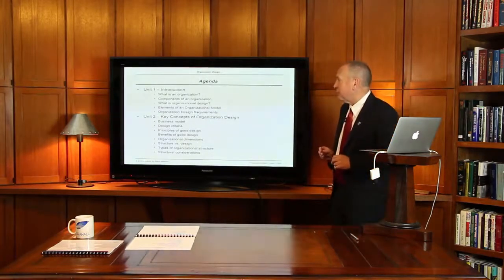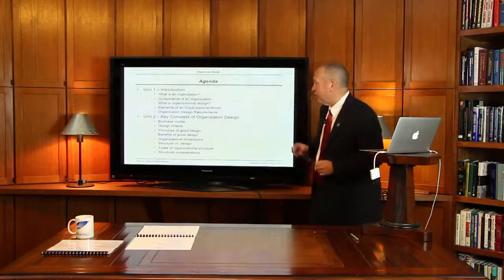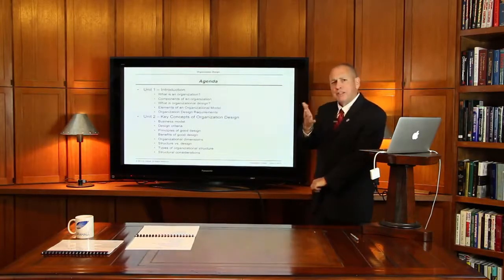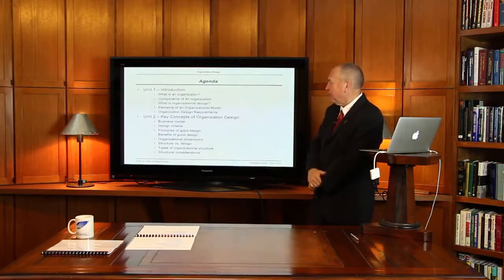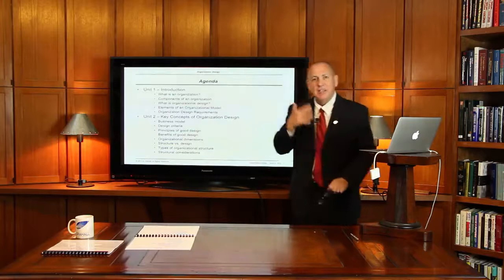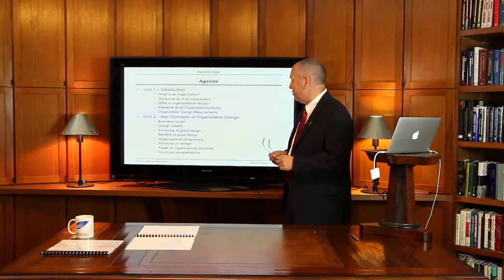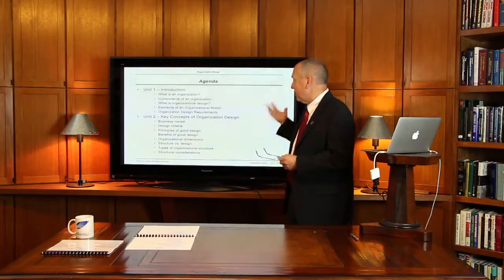So 3 units. Unit 1 is introduction. We're going to define an organization. We're a big believer in defining our terms, if you will. So if I'm using the same words, it's important that you understand that you're using the same words as well. What are the components of an organization? We're going to talk about organization design as a concept, look at some of the elements.